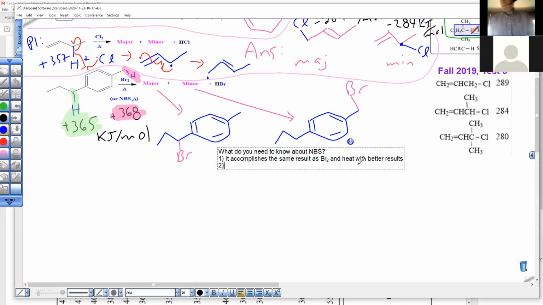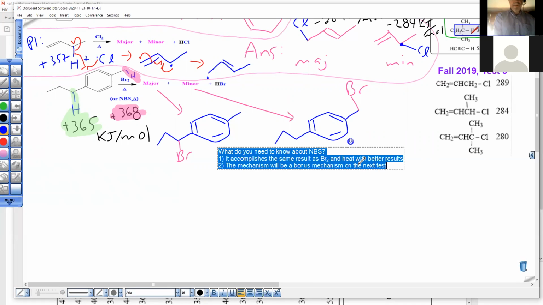Two, the mechanism will be a bonus mechanism. It's kind of an advanced mechanism on the next test, and I will not be going over it. Don't panic. If you like bonuses, and I know there's a couple of you that do, it's in the textbook, the NBS mechanism.